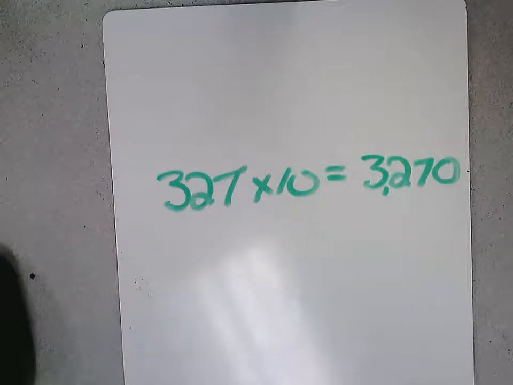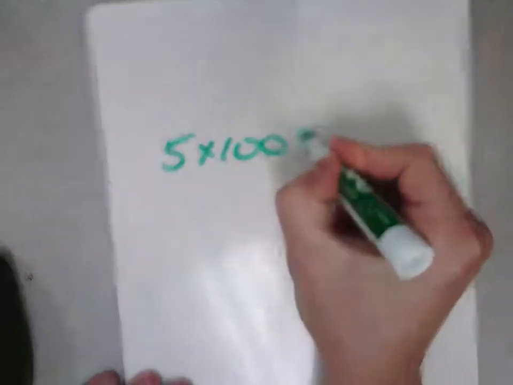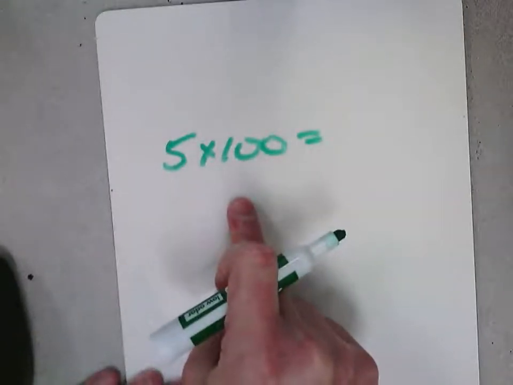Now, similarly, if we were going to start multiplying by 100s, say I had 5 times 100. That's the same thing as 5 100s.